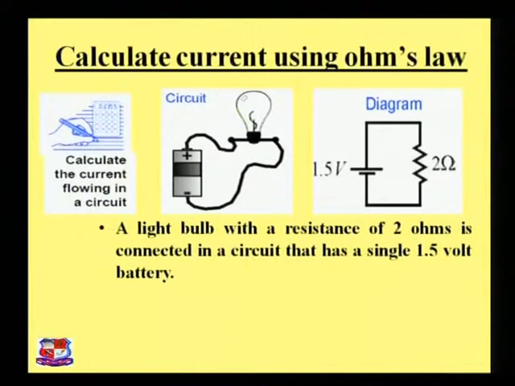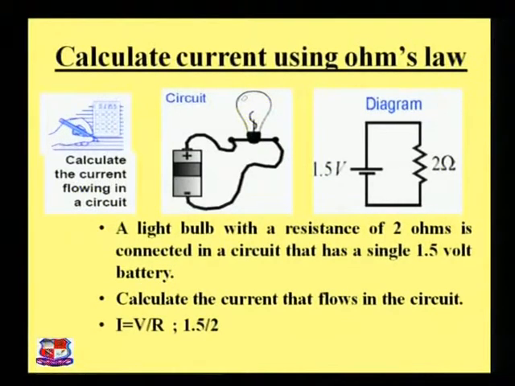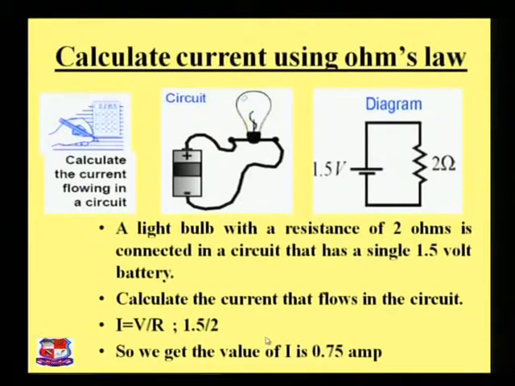According to Ohm's law, if two quantities are given, we can find the third quantity, that is the current. Ultimately our main aim is to find the current. So we can apply the equation of current, I equals V by R. For us, V is 1.5 volts and R is 2 ohms. So 1.5 by 2 gives us 0.75 ampere. If we connect the 2 ohm resistor with the 1.5 volt battery, then the overall current flowing in the circuit is 0.75 ampere.